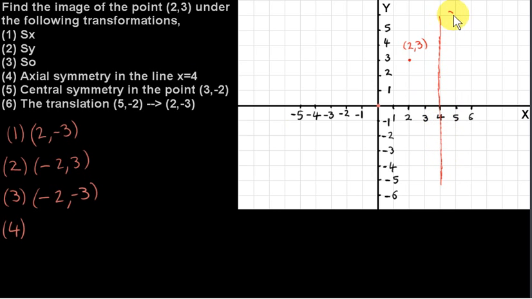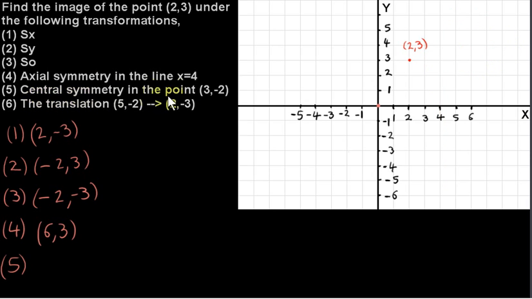Vertical lines have a very simple form, x equals a constant, because all the points on this line have x values that are 4. So x equals 4 fully specifies this line. So basically we want to get the image of 2, 3 under axial symmetry in this line. So we just map it through at right angles and we go out the same distance on the other side. So we end up here. See, 2 units on this side and another 2 units. So we can just read off the coordinates of this point. We can see that the coordinates of this point are 6, 3.